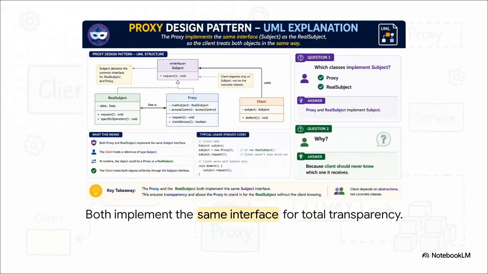Now, the UML architecture for this perfectly proves the pattern's golden rule. Both the proxy class and the real subject class point up to the exact same subject interface. And because they both implement that same interface, the client treats both objects in the exact same way. The client depends on abstractions, not concrete classes. This guarantees total transparency. I mean, this is the magic of polymorphism at work. The client literally never knows if it's talking to the real deal or just the proxy standing in front of it.